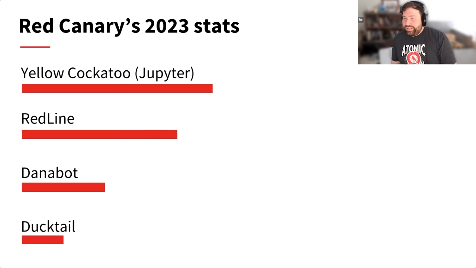As for specifically how many instances of Yellow Cockatoo we saw, I am not sure offhand, but it was in our top 10, and it was prevalent enough that if you take a look at our yearly threat detection report, it made the top 10 in that report, and there's an article about it in there.